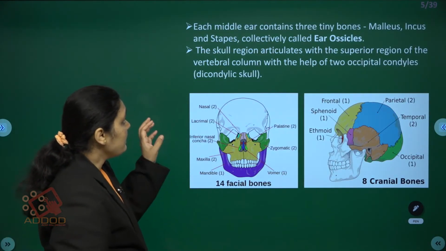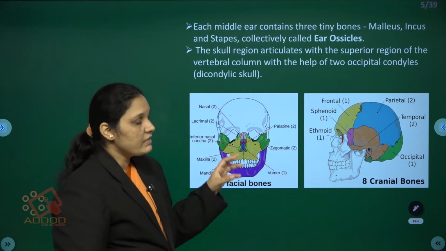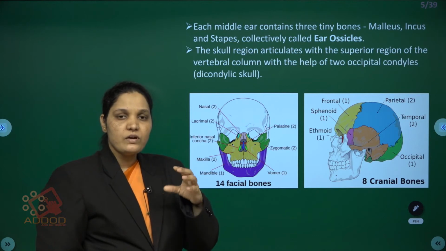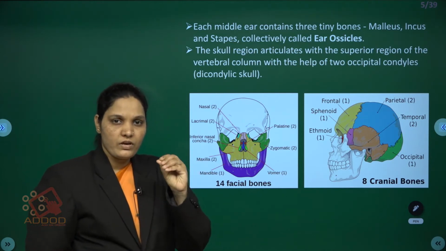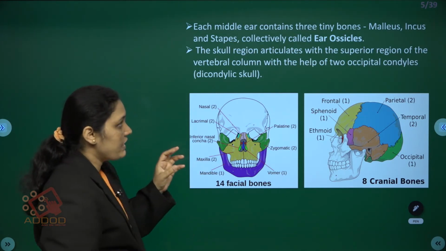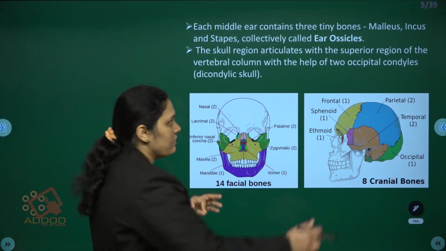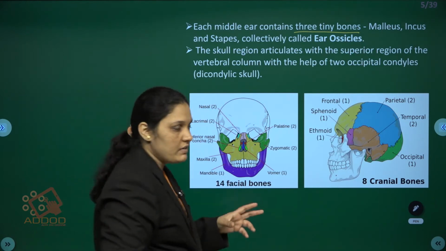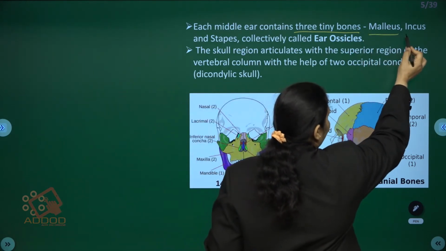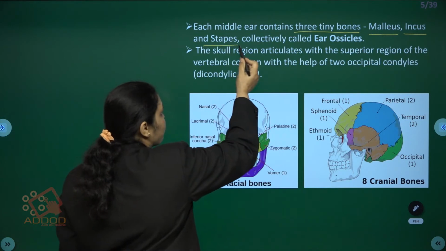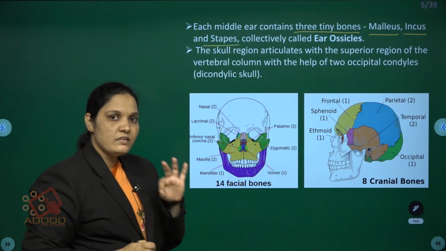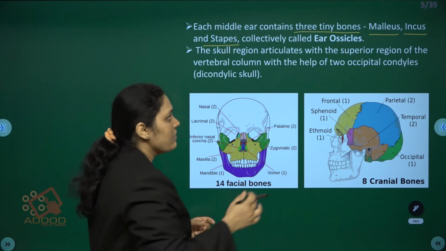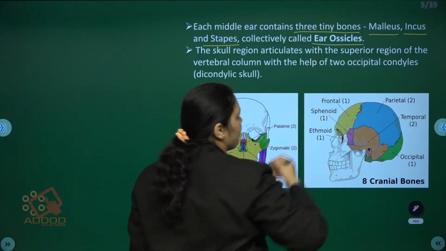Now, each middle ear contains tiny bones. Inside the ear also there are some small bones. How many are there? 3 are there, 3 tiny bones. That is malleus, incus, stapes, these are the 3 bones and they are collectively called the ear ossicles.